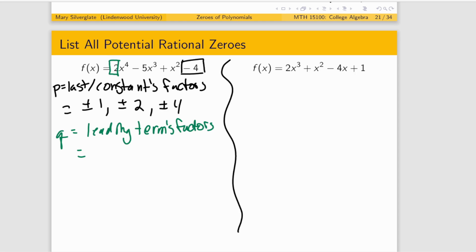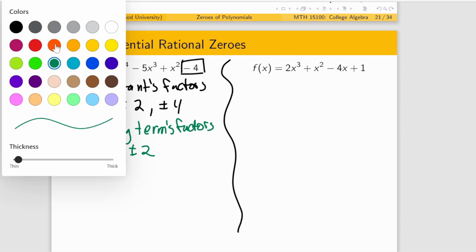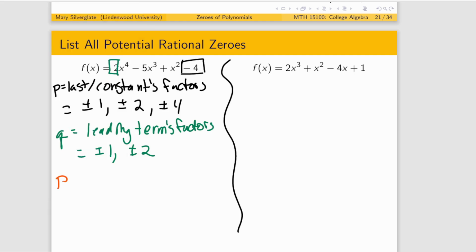In this case 2, and what are all the factors of 2? 1 and 2 are it. Now we put it all together for this P over Q, last over leading, and then you just need some sort of system to systematically divide them.